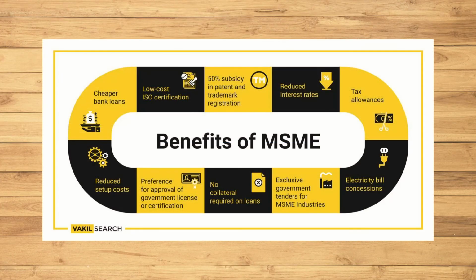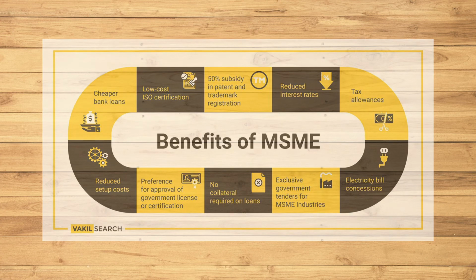And it is interest free in nature. Within 6 months you don't have to pay any amount. So there are certain benefits of MSME like cheaper bank loans and low cost ISO certification, preference for approval of government licenses of certifications, and 50% subsidy in patents and trademarks. And the reduced interest rate which I was talking of, and there is concession in the electricity bill, tax holiday benefits are there, tax-free zones have been created where if you establish your organization in that particular domain or jurisdiction, you get a lot of tax benefit.